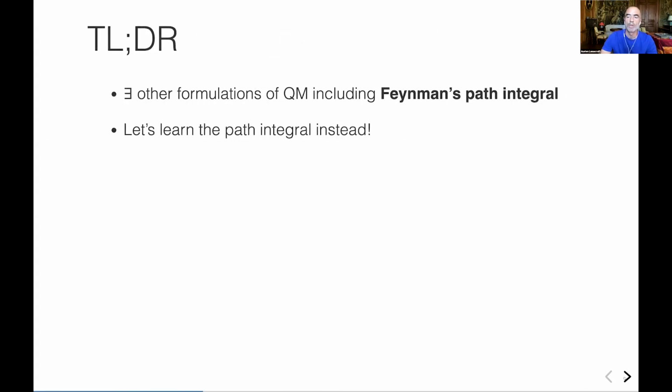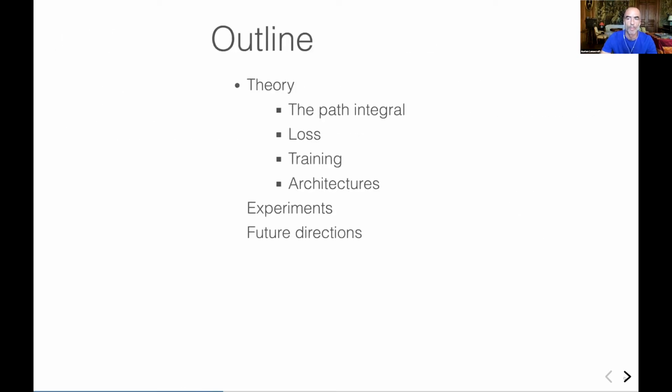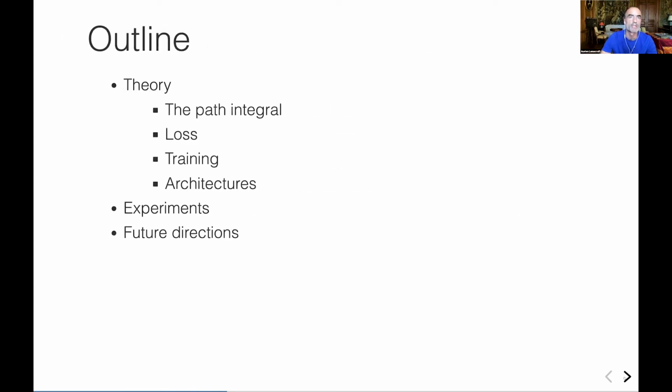So there are different representations of quantum mechanics, not just the Schrödinger equation. In particular, there's a path integral representation due to Richard Feynman. And what we're going to do in this work is work with that representation and learn the path integral instead of learning the wave function. Okay, so for the rest of the time, this is what I'll tell you about.